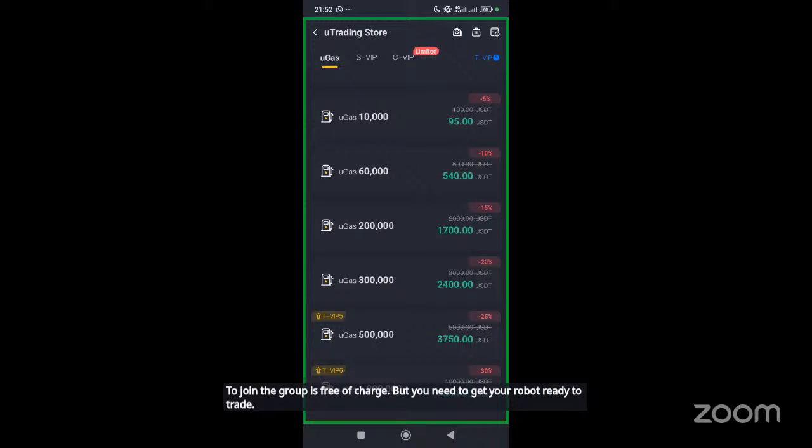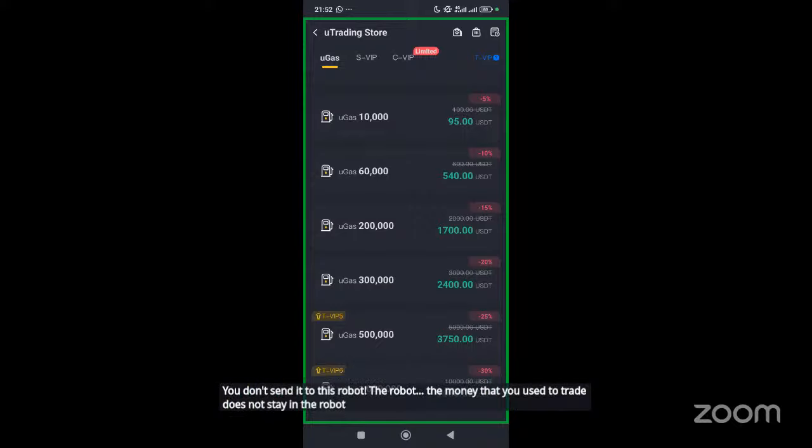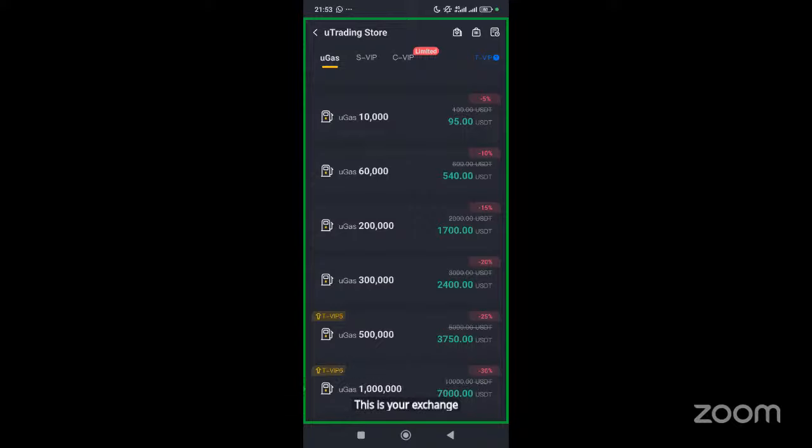The capital that you are going to use to trade is going to be in your exchange. You don't give it to anybody. You don't send it to this robot. The money that you use to trade does not stay in the robot. No, it stays in your exchange. That is how beautiful it is. Are you with me? That's how beautiful it is.